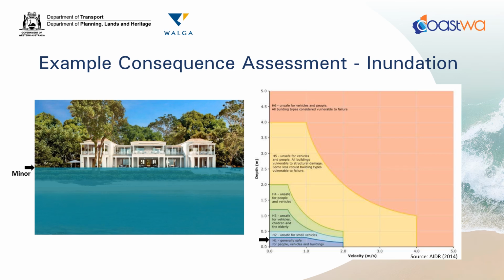But if we had a case where the inundation was much larger and the inundation depths were deeper, such as this, then we've all of a sudden changed where we actually sit. So when we again review that plot that's shown on the right, and we're slightly greater than 2 metres of inundation depth, if you read the definition around that, it says that it's unsafe for vehicles and people. All buildings are vulnerable to structural damage. Some less robust building types vulnerable to failure.